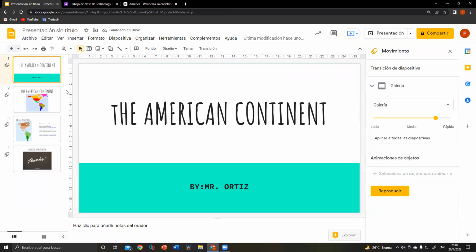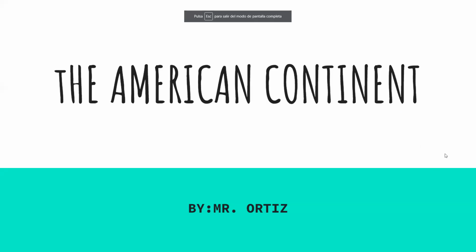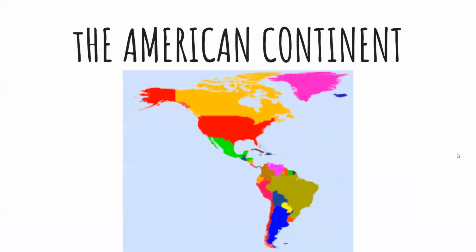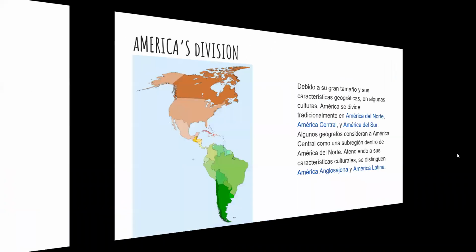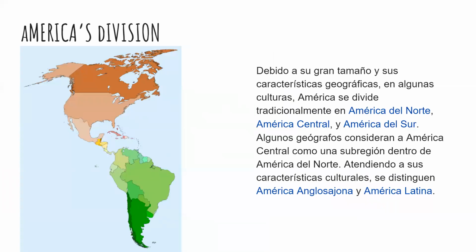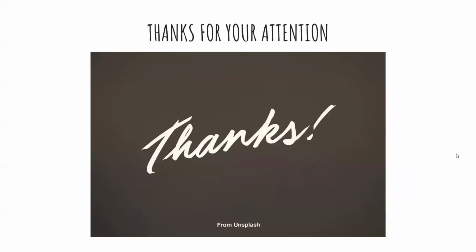Now, how am I sure that I got the transitions? Under the number of the slide, you can see a little icon that means you have a transition. Now, how do I test it? All I have to do is click on presentación. Let's check the American continent, again, America's division, and thanks for your attention. So that is pretty much it.